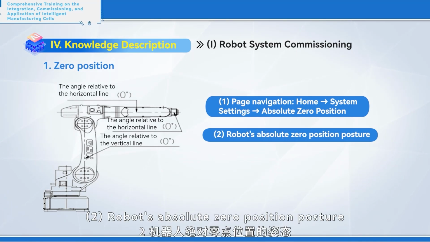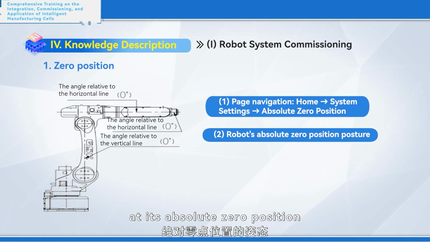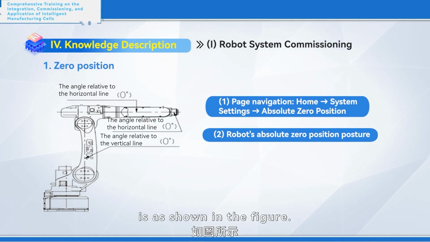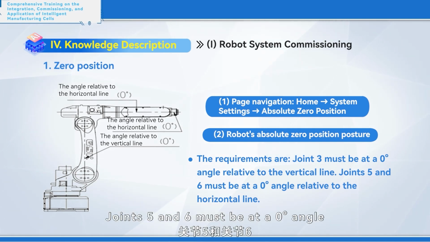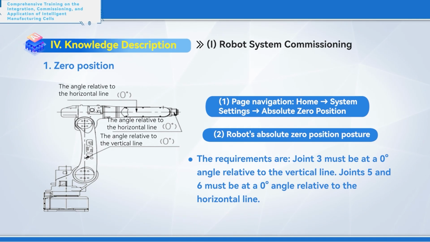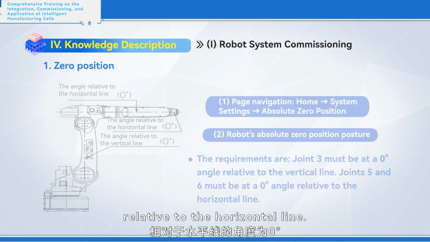2. Robot's absolute zero position posture. The posture of the robot at its absolute zero position is as shown in the figure. The requirements are: joint 3 must be at a 0 degrees angle relative to the vertical line. Joints 5 and 6 must be at a 0 degrees angle relative to the horizontal line.